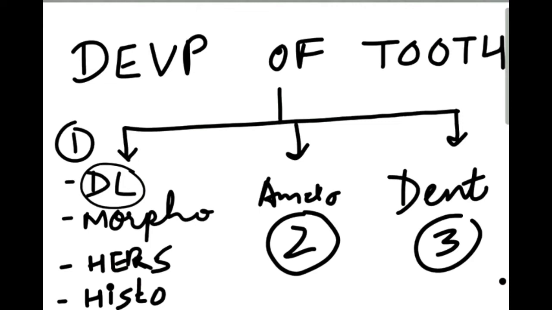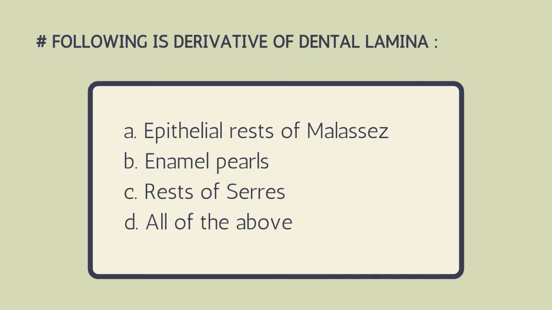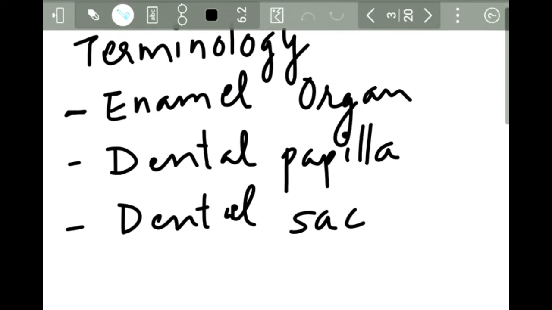Before beginning, I'm asking you a question from my previous lecture. Following is the derivative of dental lamina: epithelial rests of Malassez, enamel pearls, rests of Serres, or all of the above. So now let's study first about dental terminology.